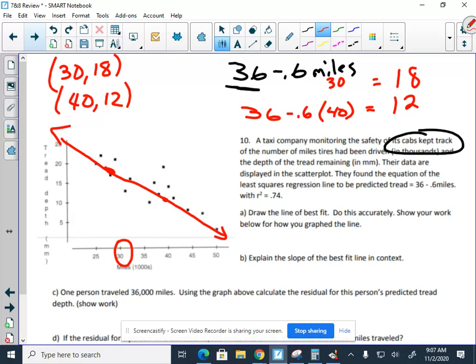That is the best fit line. It's not even a question. It's telling us it's the best fit line. I'm just going to use 2 points to draw it. Okay, so your support for part A would be that information.